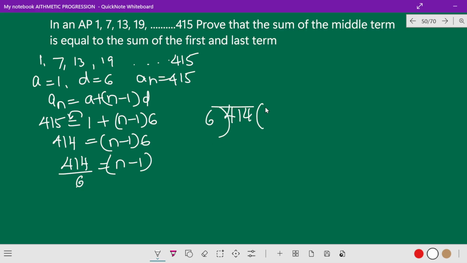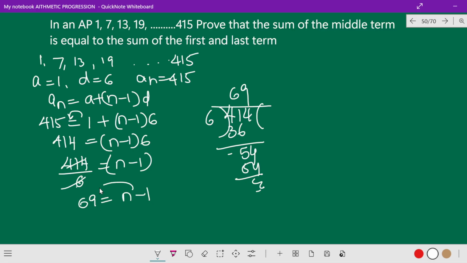414 divided by 6. 6 6s are 36. Then remaining is 5. 6 9s are 54. So the answer is 69. Cancel out and the answer is 69 is equal to n minus 1. Bring the 1 this side. n is equal to 70. Therefore, n is equal to 70.